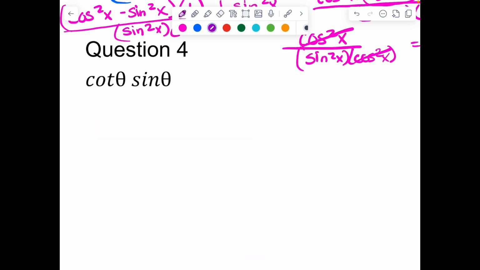For number 4, we want to get them again in simplest forms of sine or cosine. Sine's already fine, but cotangent we're going to rewrite as its quotient identity. So cosine of theta all over sine of theta, and this is multiplying times sine of theta. You can think about this over 1 if you want, but we can cross reduce here, and we're left with just the cosine of theta.